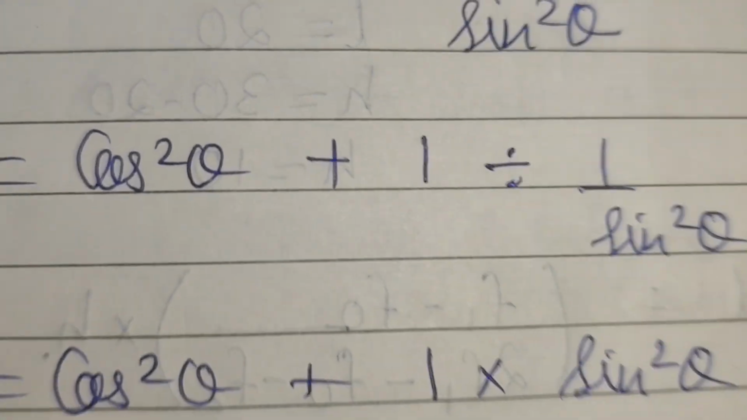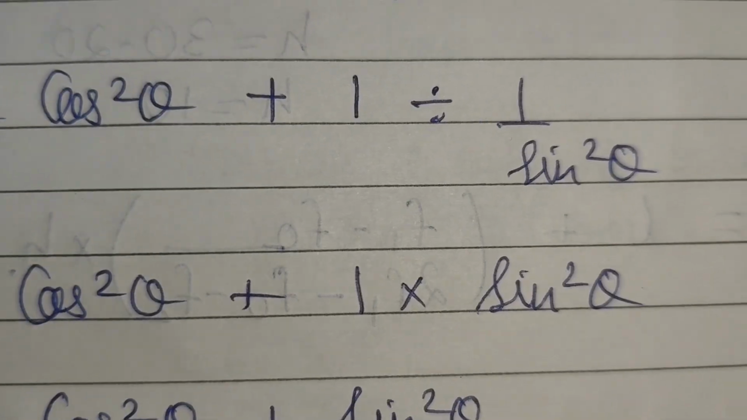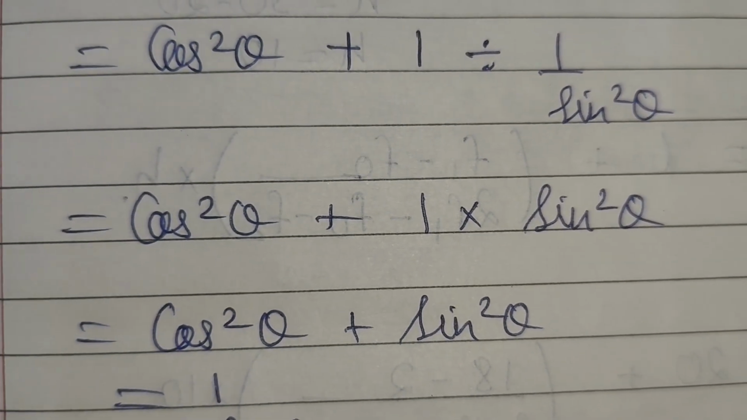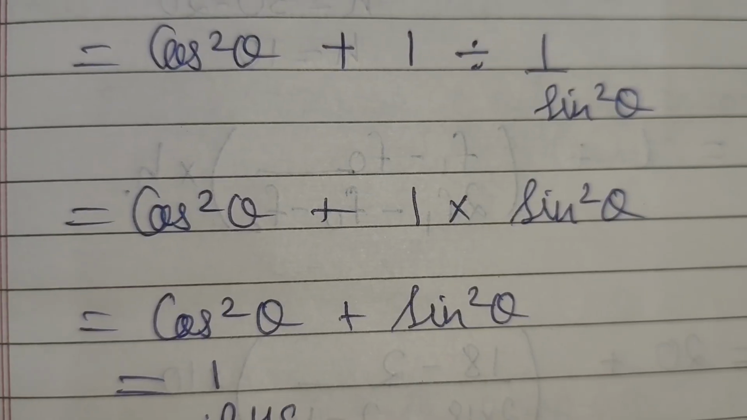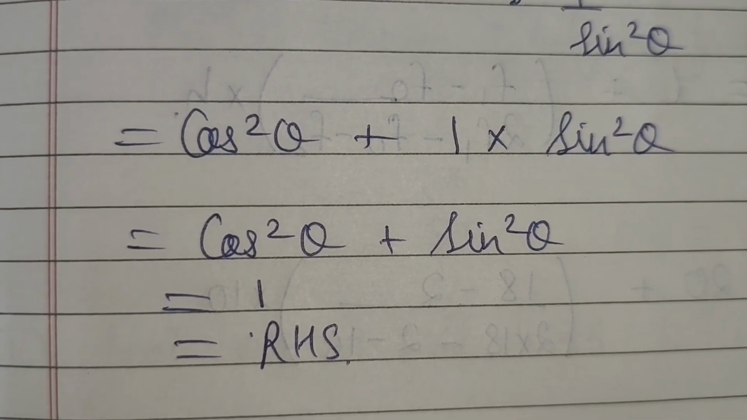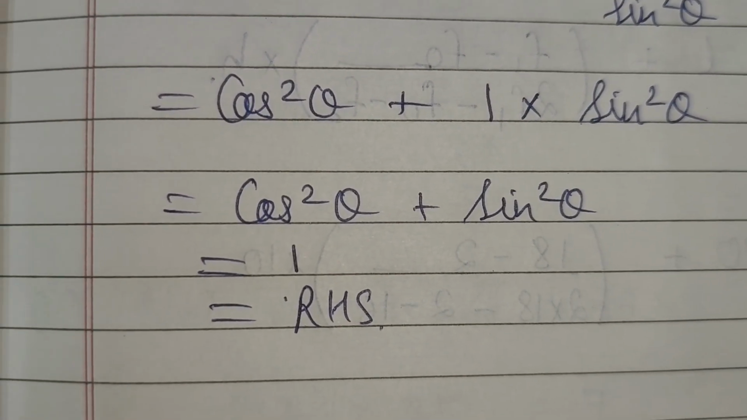Now here there is division, no? If I put multiplication over here, this part will become reciprocal. So cos² theta plus 1 multiplied by sin² theta. So cos² theta plus sin² theta is equal to 1, that is equal to RHS.